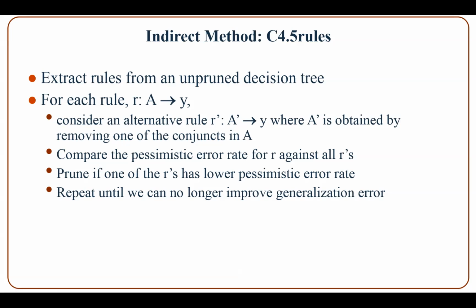First, rules are extracted from an unpruned decision tree. For each rule, we consider a simplified rule in which one of the conjuncts is removed. Then the pessimistic error rate of the original rule is compared against all the simplified rules, and the rule is pruned if one of the simplified rules has a lower pessimistic error rate, and repeat until the pessimistic error of the rule cannot be improved further.